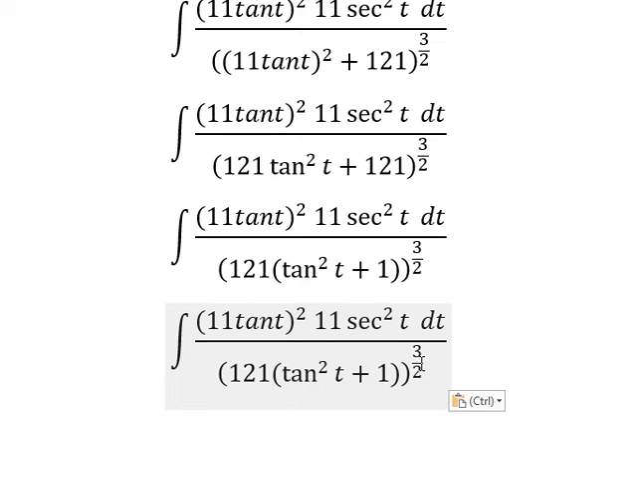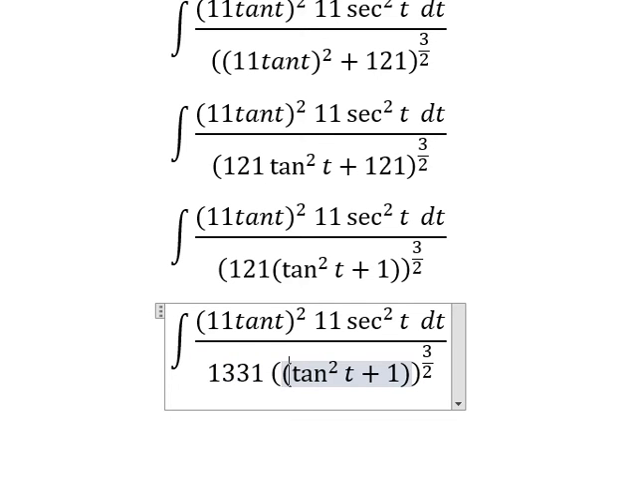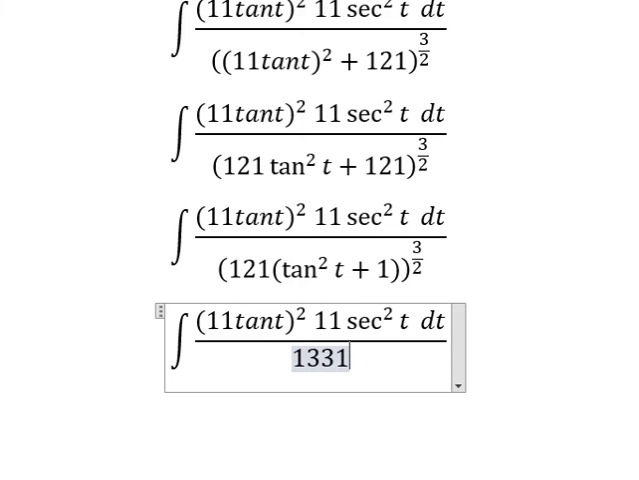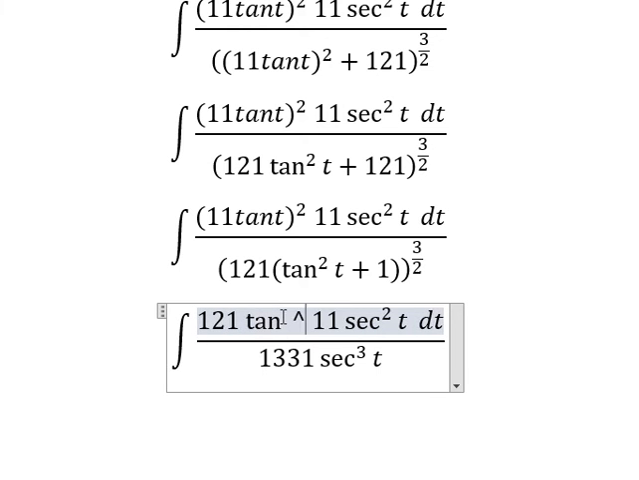We will have 1331. This one we have secant of t square. So secant of t square with the power 3/2, we will have secant of t to the power of 3. This one we have 121 tan t square.